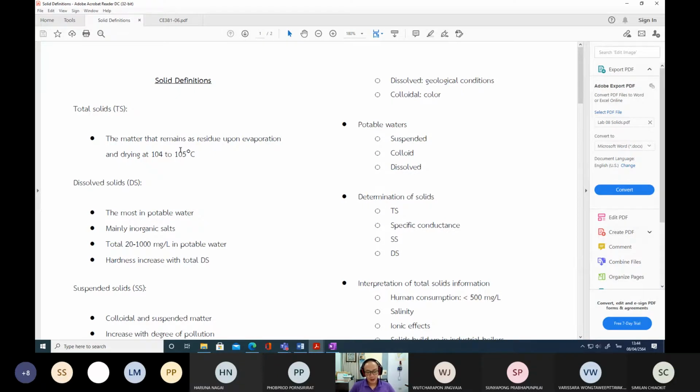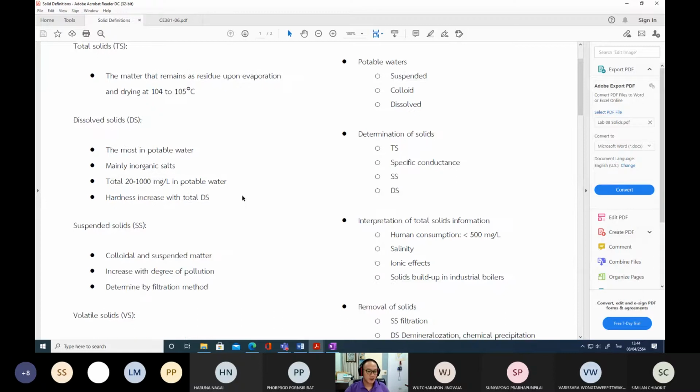And another one is the suspended solids. Suspended solids is actually the solid matter which remains on the filter paper once we pour the water sample through the glass fiber paper. So all the colloidal particles, all the particles which have this size, can be classified as suspended solids. We can determine them by a filtration method.